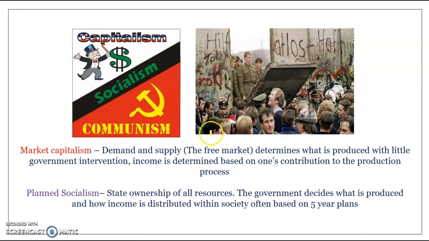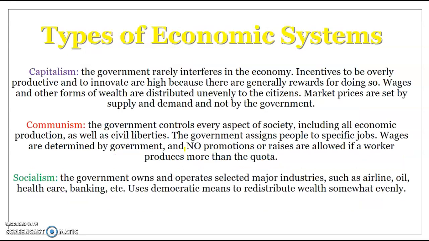Market capitalism is essentially when things are privately owned and demand and supply determine what is produced. There's limited government intervention. Planned socialism means the government determines what is produced, and they own the majority of the resources. In capitalism, the government rarely intervenes. The idea is that it's privately owned. People want to make a profit, so there's a high incentive to be productive and innovative. Wages are often unevenly distributed because it's all based on people's talents and contribution to the production process, and prices are determined by demand and supply.